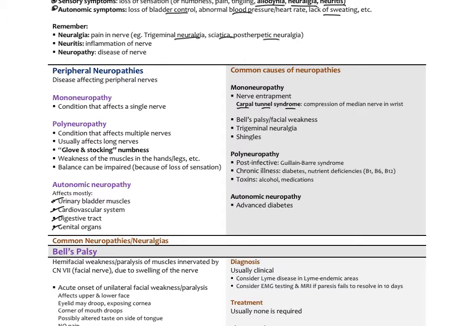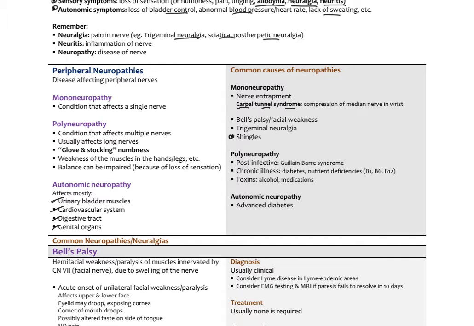Bell's palsy, facial weakness, another example of a mononeuropathy. This is affecting cranial nerve number 7. Remember, that innervates the major motor nerve to the facial muscles. Trigeminal neuralgia, cranial nerve number 5. That's going to be a sensory neuropathy, so we get pain in the face. And then shingles. This is going to affect usually a single sensory nerve affecting a single dermatome. And so the herpes virus infects that nerve and it's isolated to the dermatome. So those would be examples of mononeuropathy.